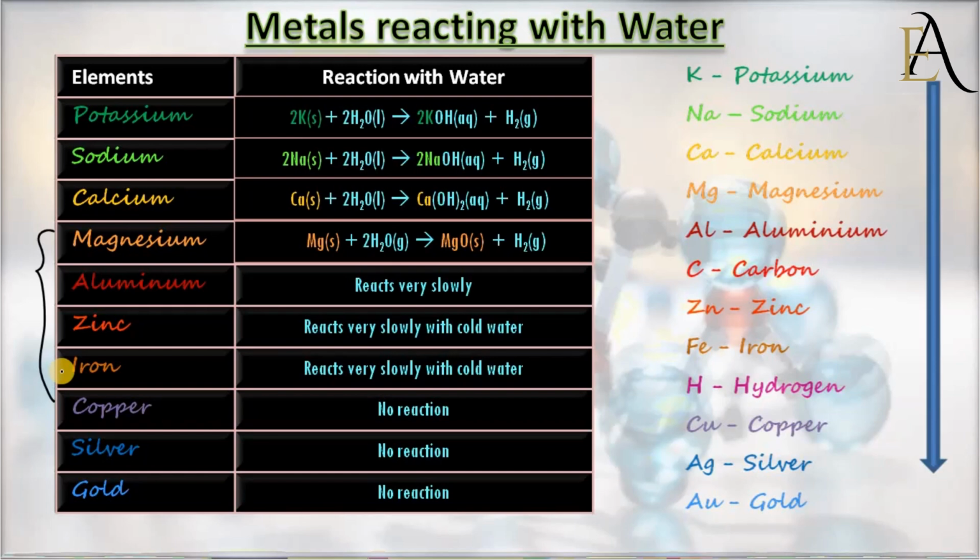Magnesium reacts with steam to give magnesium oxide and hydrogen gas. Now you can see over here, this is liquid as it is cold water, but over here it is gas as it is steam. Down the reactivity series, copper, silver, gold, they do not react.